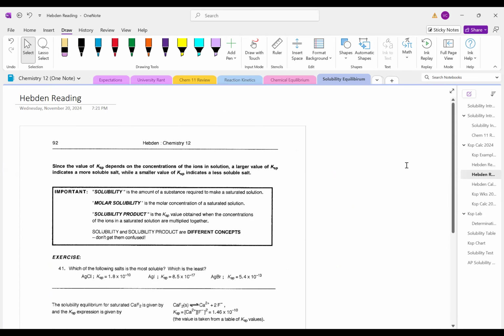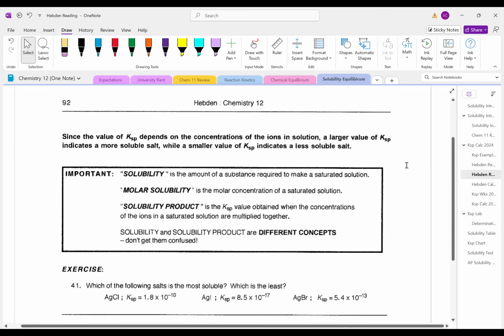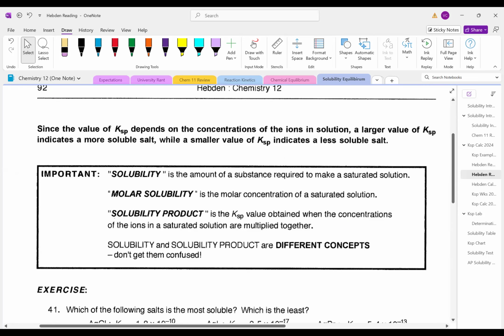Now, the last thing I wanted to emphasize was on page number 92. Notice on the top of page number 92, they talk about the difference between solubility, molar solubility, or solubility product constant. And notice it even highlights saying that solubility and solubility product constant are different concepts. So don't get them confused.